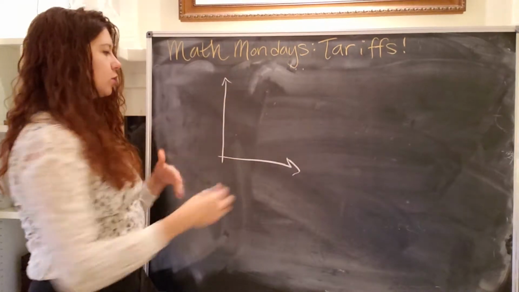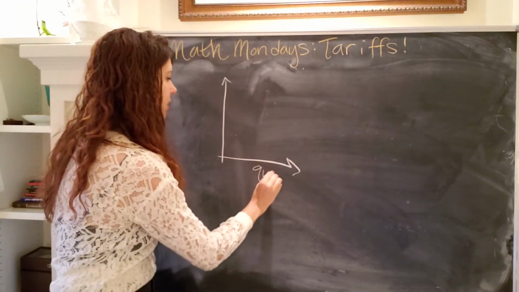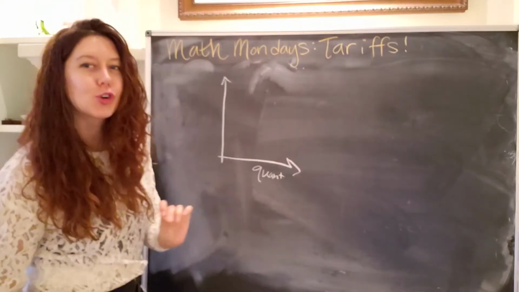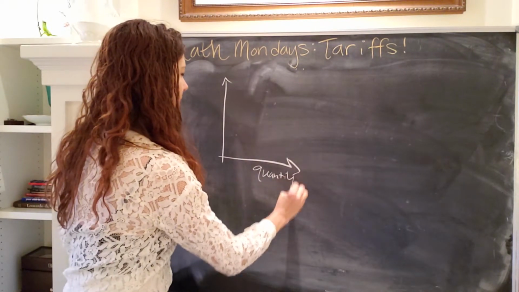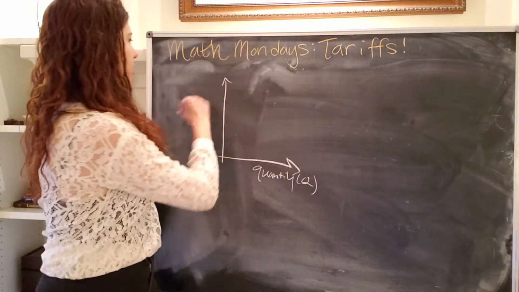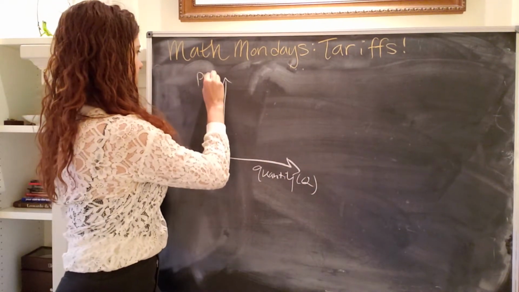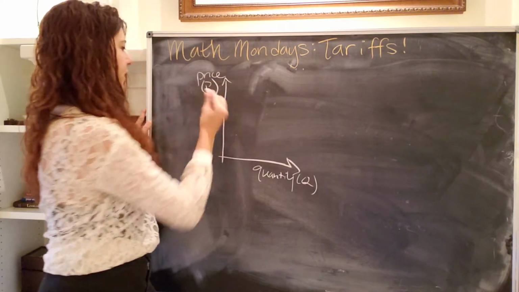So on the horizontal or x-axis, we have quantity, which in future graphs I'm just going to label Q because I want to be lazy. And on the vertical axis, we have price, or P.